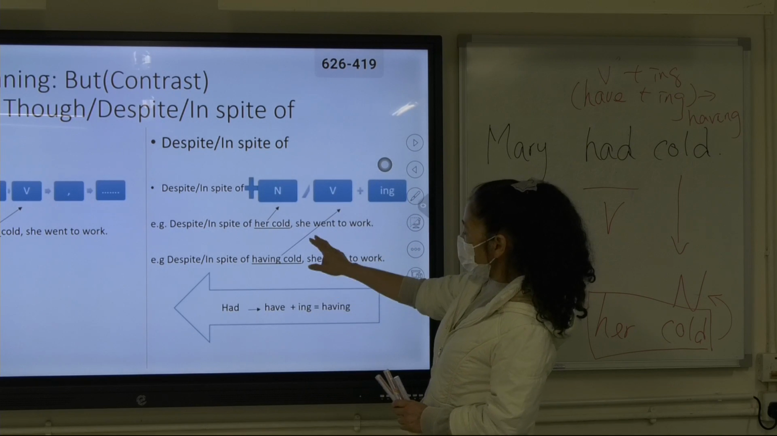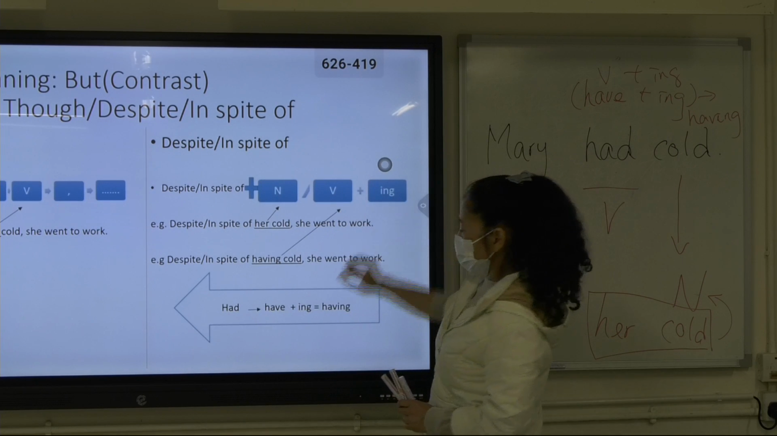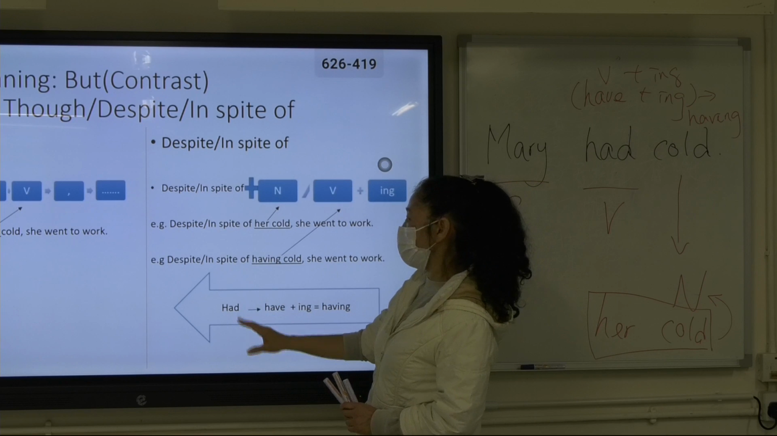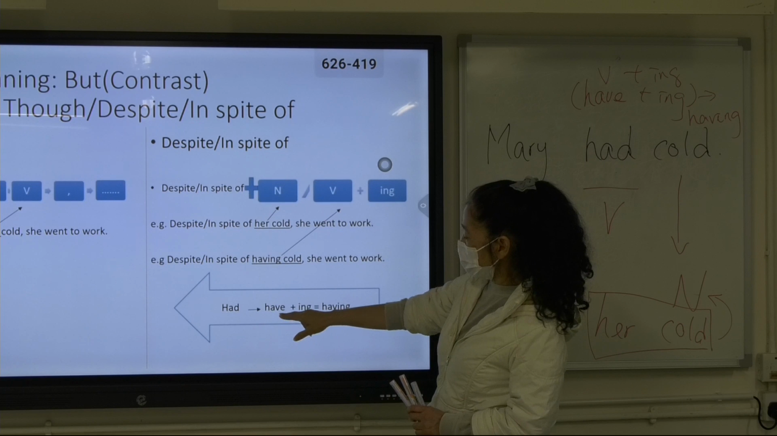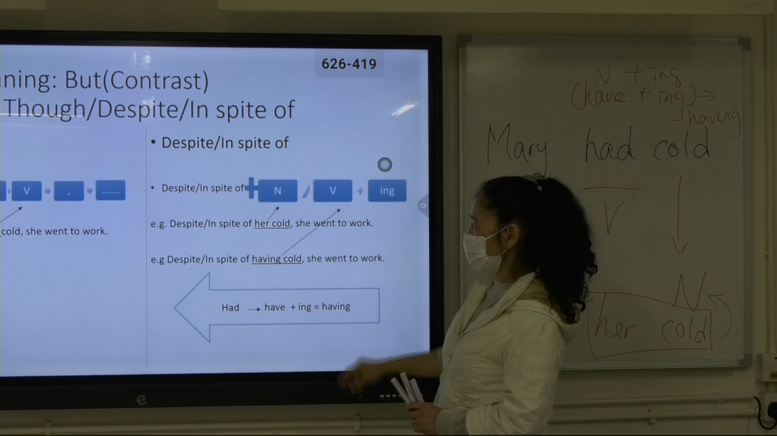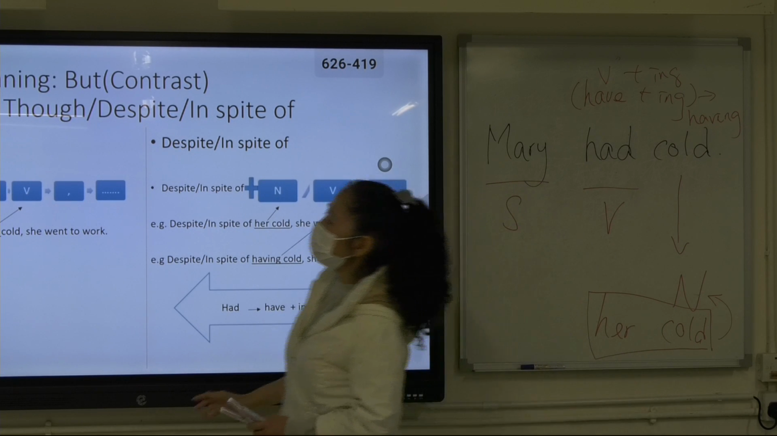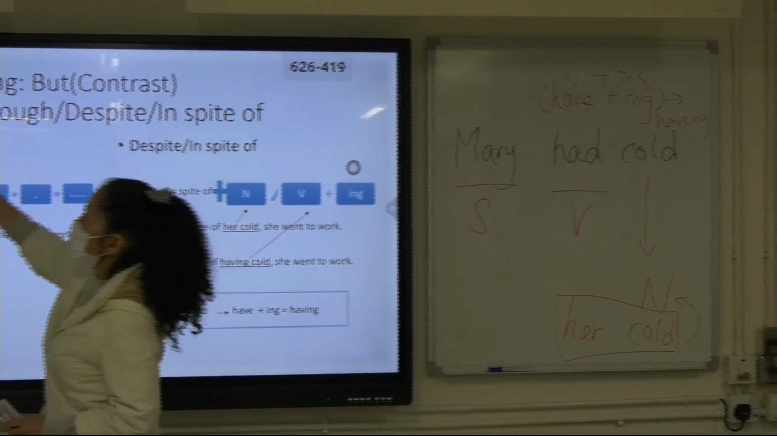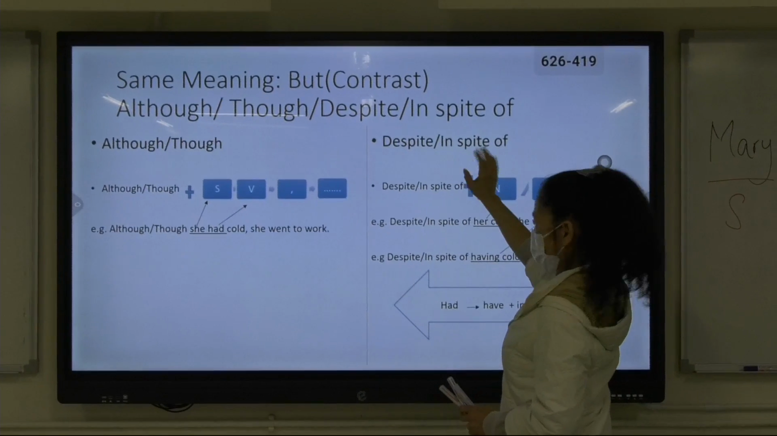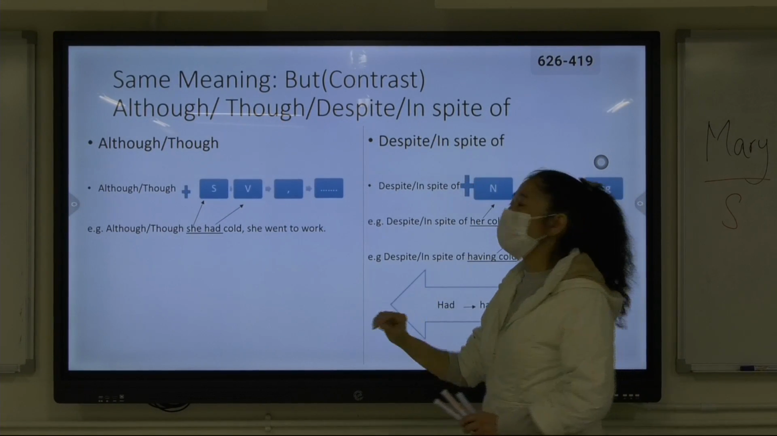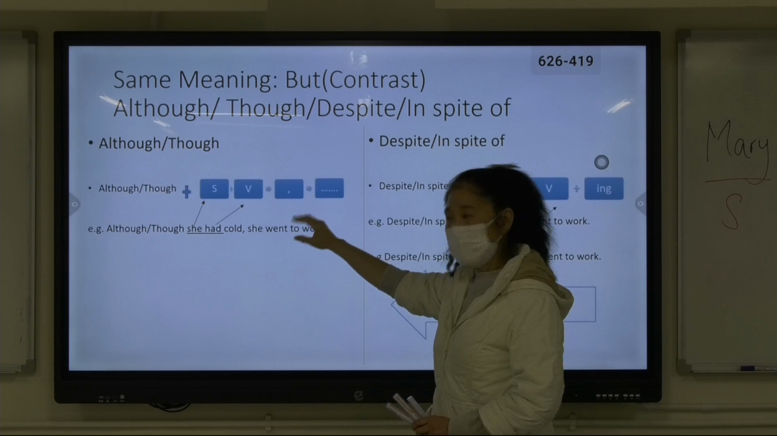So now pay attention here, it's already shown to you on the board. You have to spot out the verb have and then use the present tense plus ing, having. Now, the difference between this group and that group, despite and in spite of, is mainly the grammatical structure.